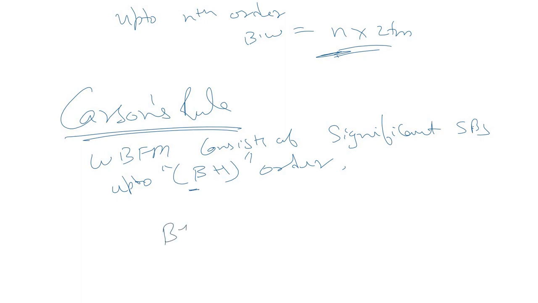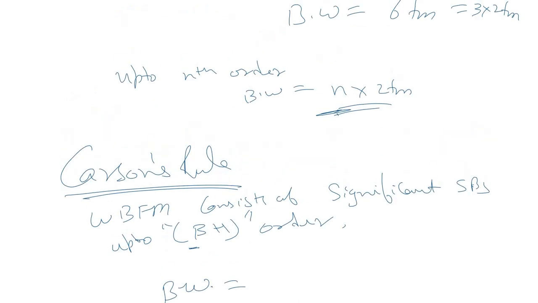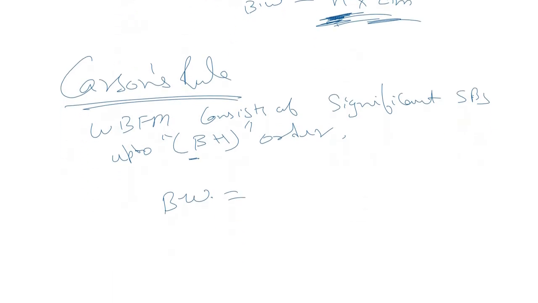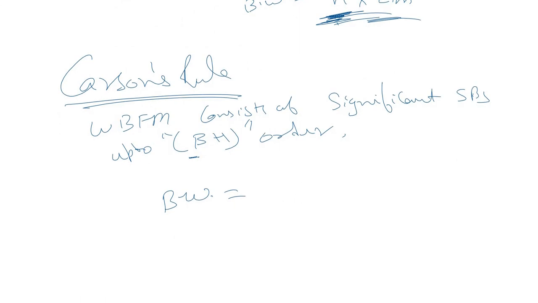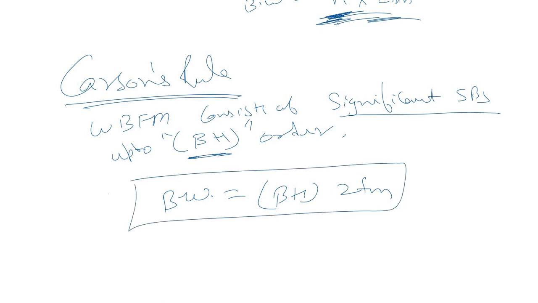So what will be the bandwidth according to Carson's rule? We know that if we consider sidebands up to nth order, the bandwidth is n times twice of FM. According to Carson's rule, it is assumed that the significant sidebands are considered up to beta plus 1 order. So bandwidth will be beta plus 1 times 2FM. This is one of the expressions of bandwidth as per Carson's rule, or this is the practical bandwidth of a wideband FM type of a signal.